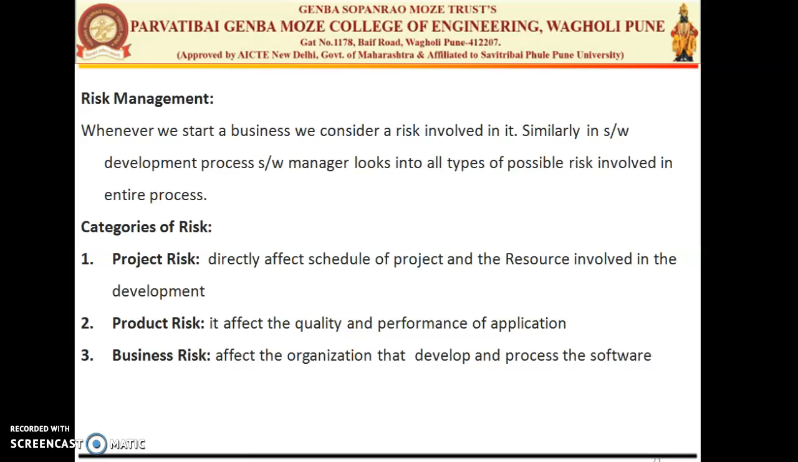We have three categories of risk. The first is the project risk, the second is the product risk, and the third is the business risk. The project risk is the kind that directly affects the schedule of the project and the resources involved in your software development. For example, the loss of an experienced developer or designer. So that is the project risk.